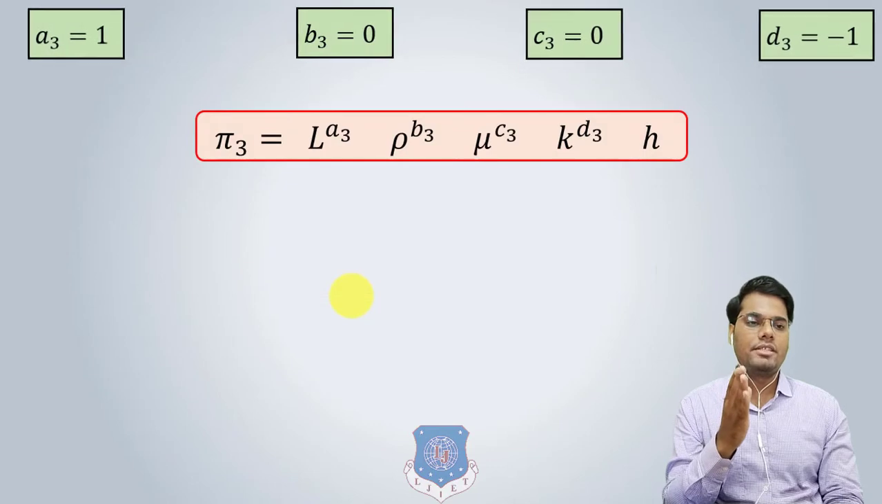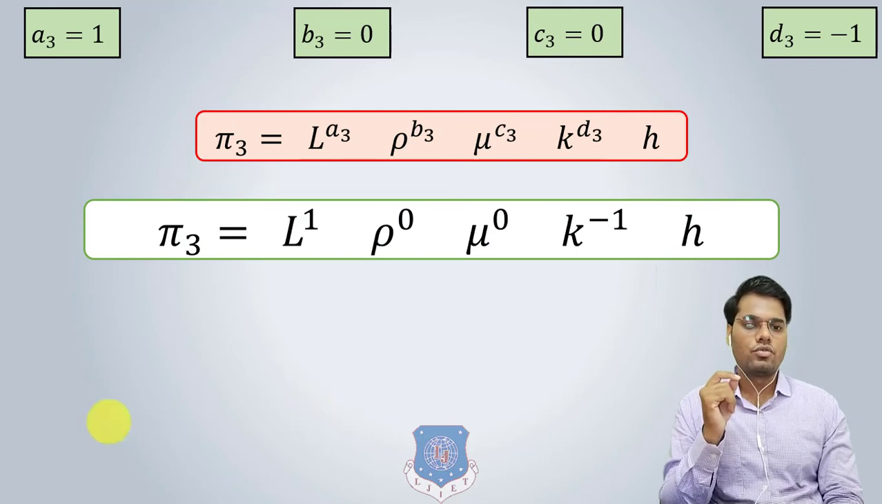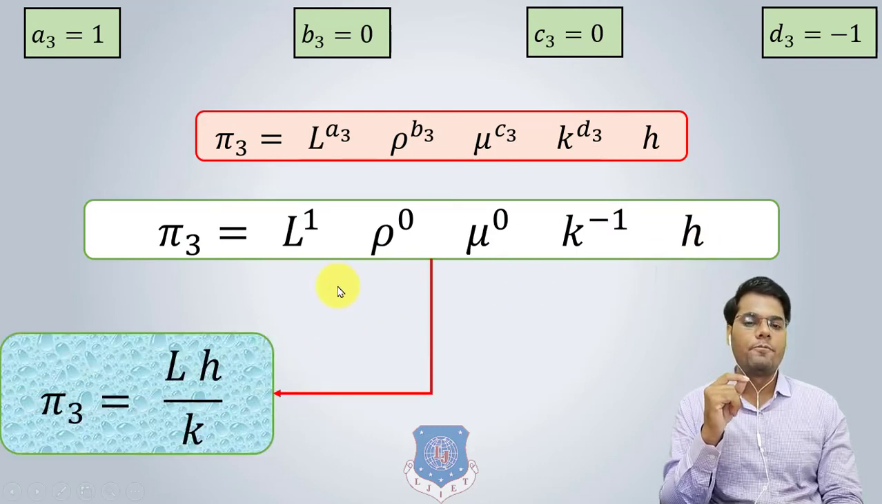Using these A3, B3, C3 and D3 in the pi 3 equation, we will get pi 3 is equal to L raised to 1, rho raised to 0, mu raised to 0, k raised to minus 1 and h. So rho raised to 0 and mu raised to 0 become 1, and k raised to minus 1 is 1 upon k. So pi 3, our third dimensionless number, is hL by k.